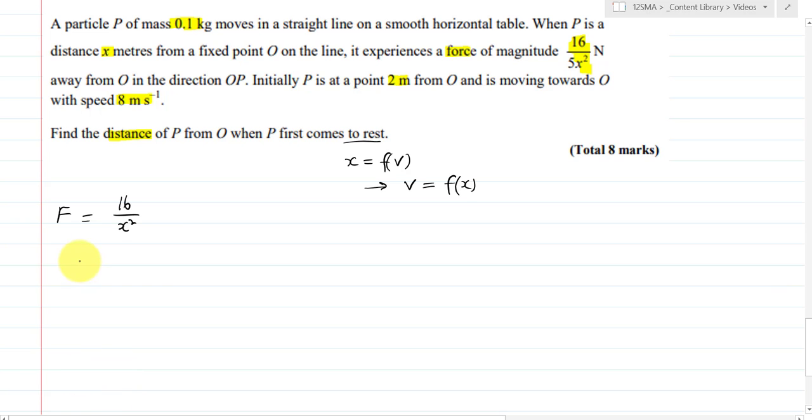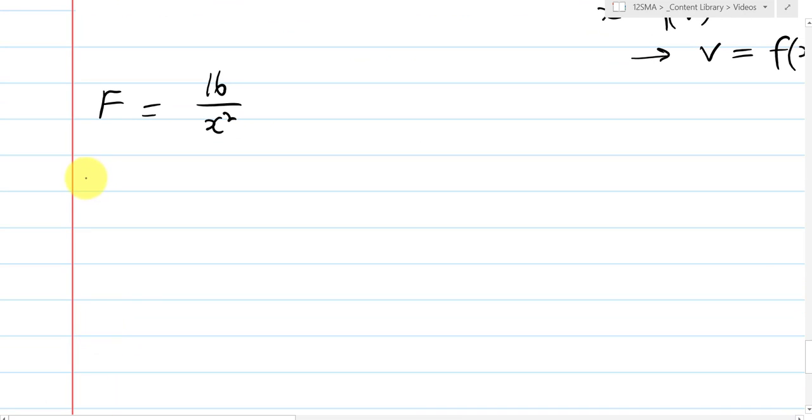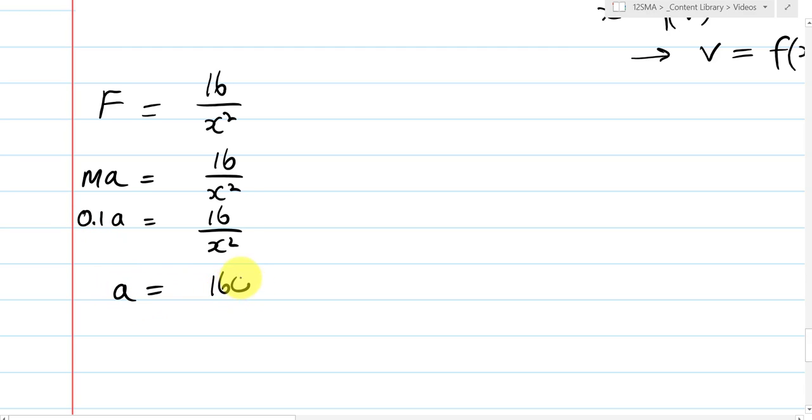Now if we have force as a function of x, it means that we have ma equals a function of x, but we know m. So m is 0.1, so 0.1a equals 16 over x squared. We divide by 0.1 and we get a is 160 over x squared. So we know a fair bit of information about this system, and we can solve it now.